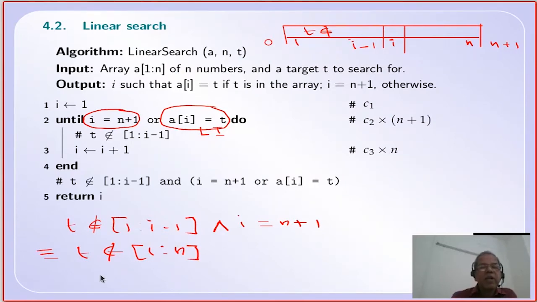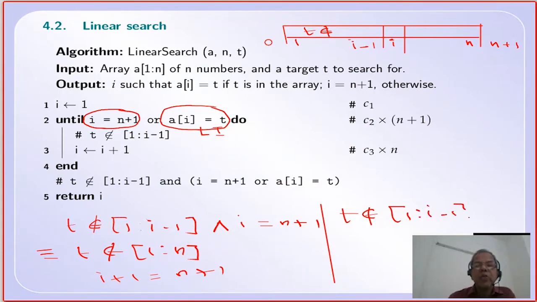What will be returned? We are returning I, which is simply n plus 1. Our convention is if it is n plus 1 or 0, the target is not found. Other possibility, t is not in 1 to I minus 1 and a at I is equal to t. So in the 1 to I minus 1 subarray, t is not found. It is found at I. Therefore, it is actually in the array. We are returning I. So the algorithm is correct.